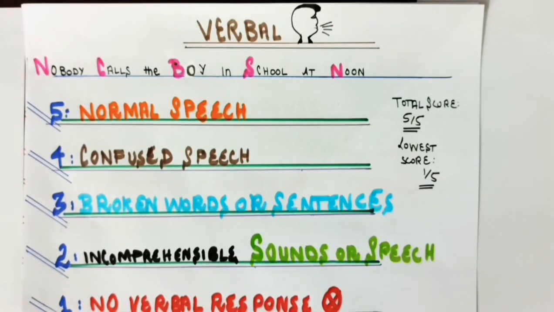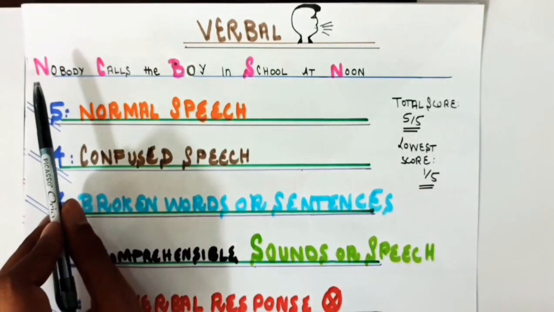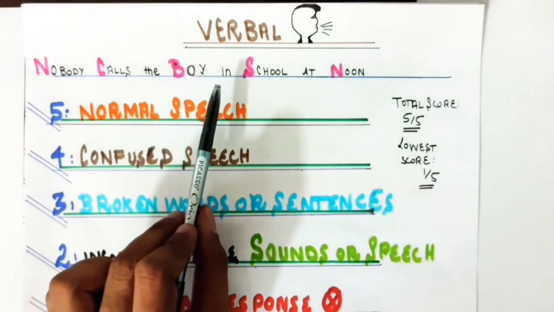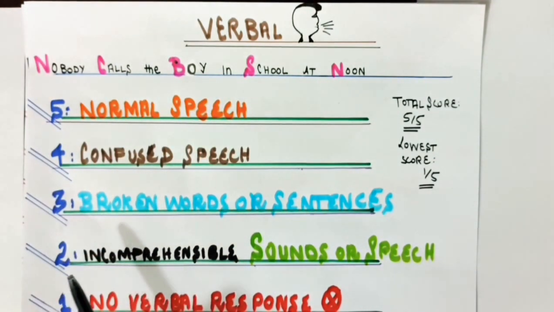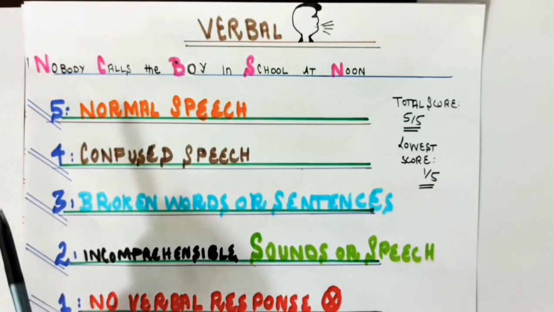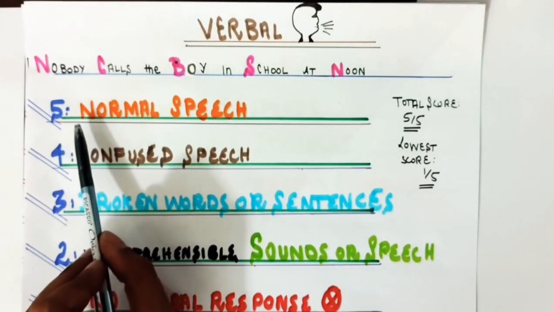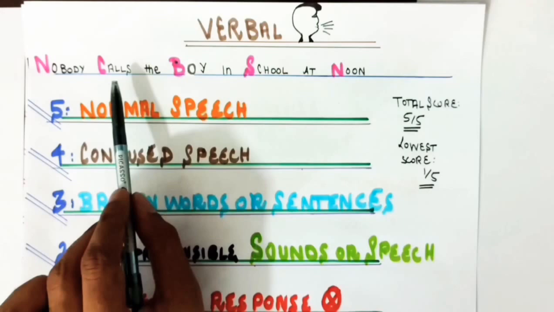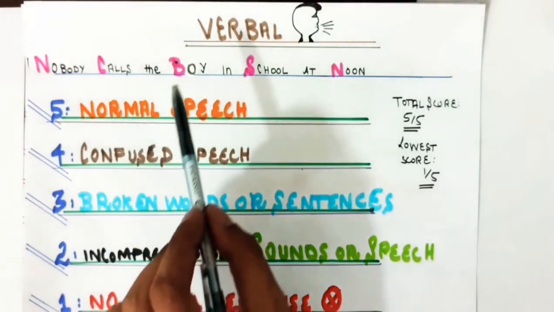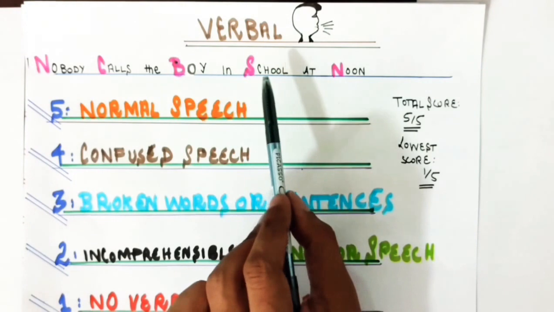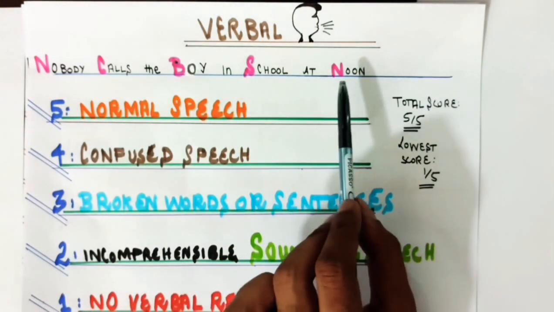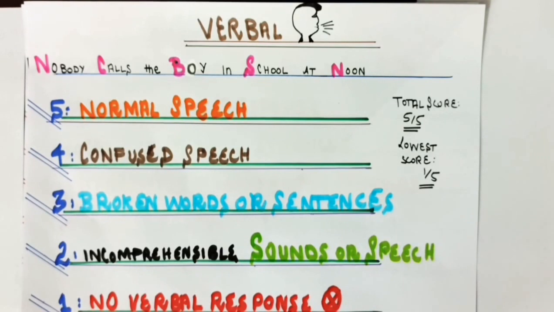So moving on with the verbal score, the mnemonic for this one is "nobody calls the boy in school at noon." So how do we fit this mnemonic to this score? You might be noticing that the capital letters at the start of each of these words indicate a different score. Nobody, N, corresponds to the fifth one, calls, C, corresponds to the fourth one, B corresponds to the third one, S corresponds to the second one, and N corresponds to the 1, the last one. So, nobody calls the boy in school at noon.